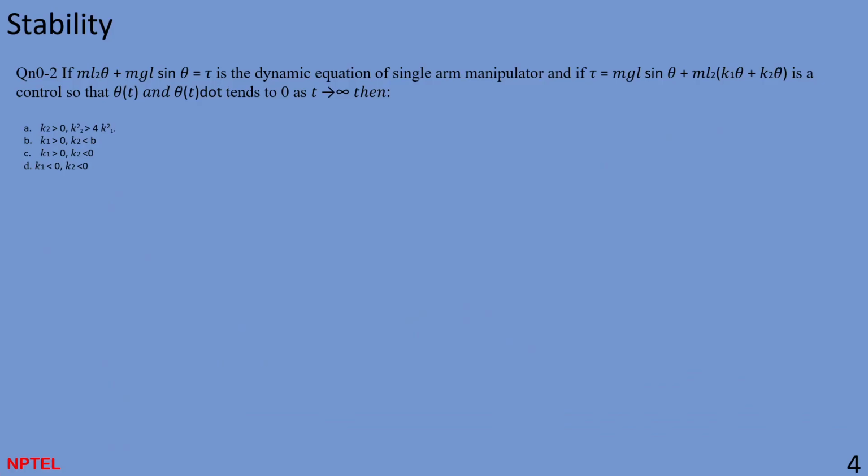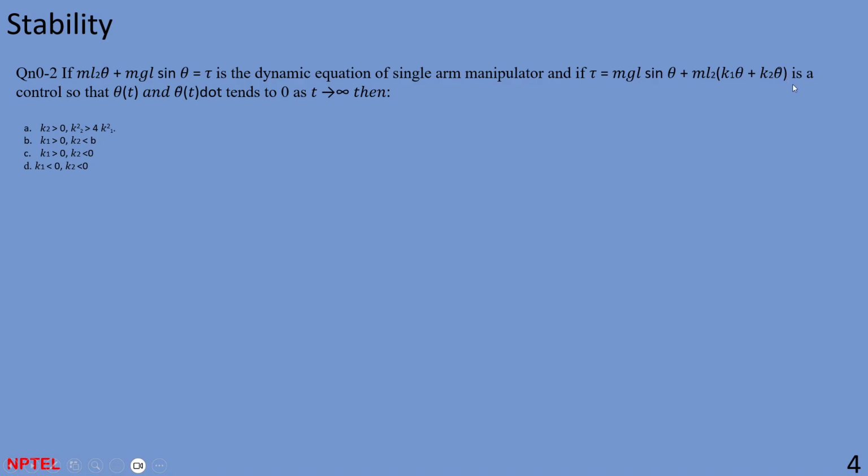So coming to the next problem. Let's read it out. It's regarding the stability problem. So ml squared theta double dot plus mgl sine theta is equal to tau. This is basically a single link pendulum problem. The dynamic equation of a single arm manipulator, or single link pendulum, is given to you. And they have already given you the torque value: tau is mgl sine theta ml squared k1 theta plus k2 theta dot.